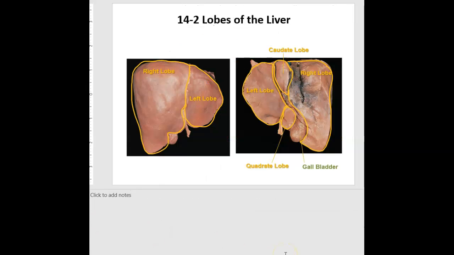The lobes of the liver include the right lobe and the left lobe, which are very obvious in an anterior view. This picture is shown on the left, with each lobe outlined in yellow. And then if we looked posteriorly at the liver as well as inferiorly, you would see the other two lobes of the liver, the caudate lobe and the quadrate lobe. The quadrate lobe is actually more inferior, and it's close to the gallbladder. Both of those are labeled as well. So there's 4 lobes to the liver.